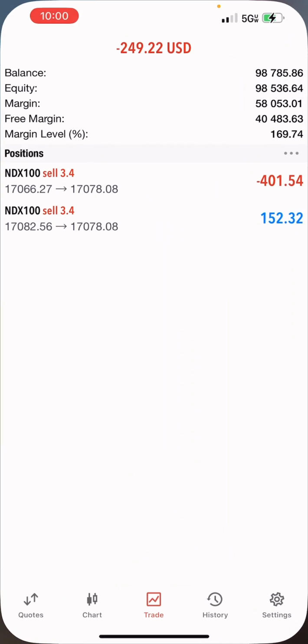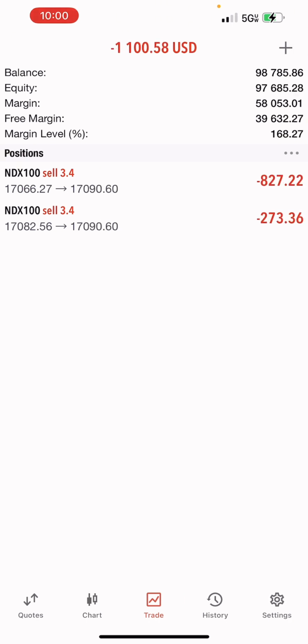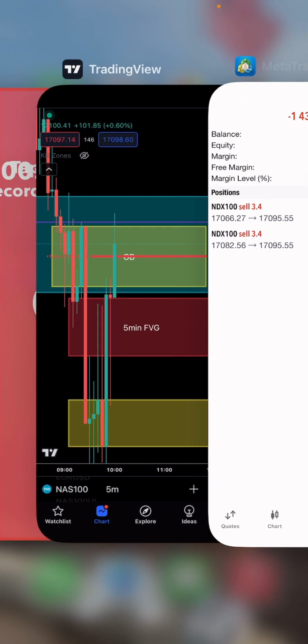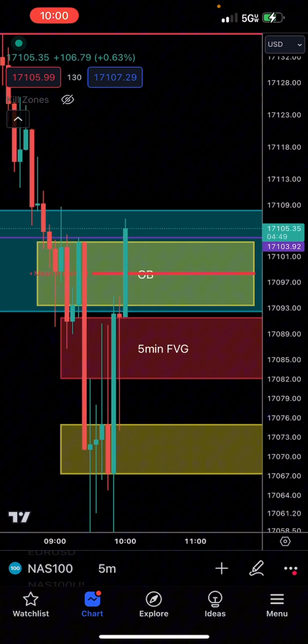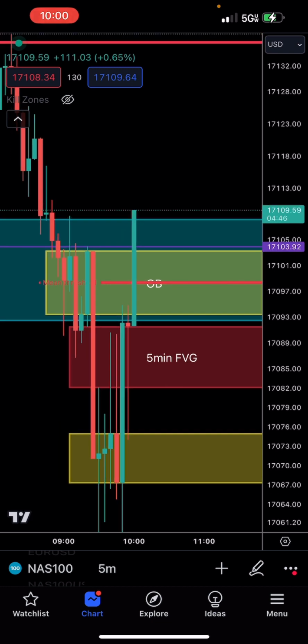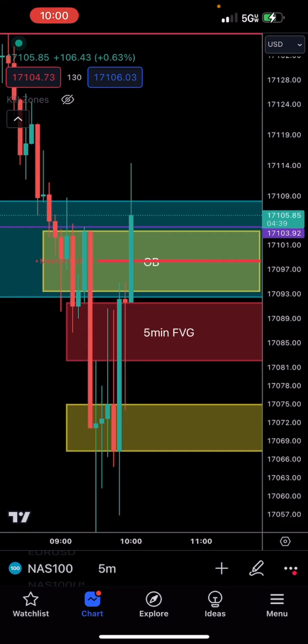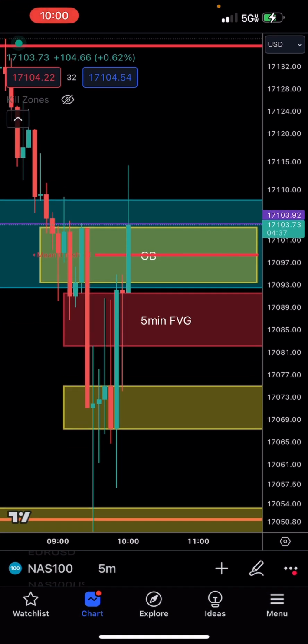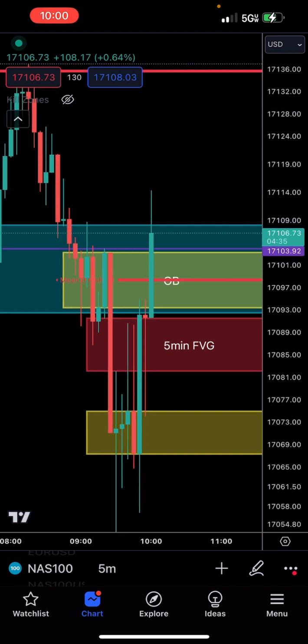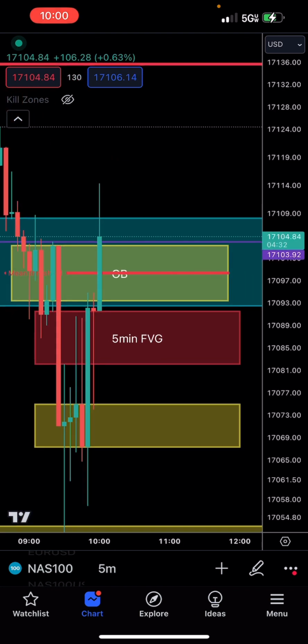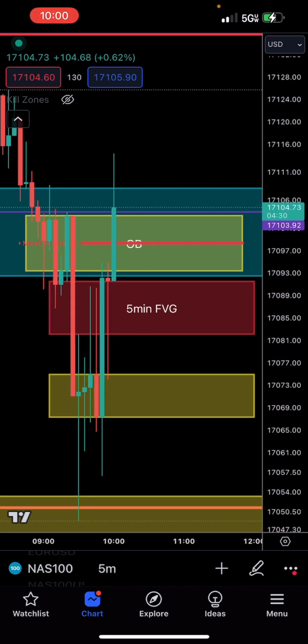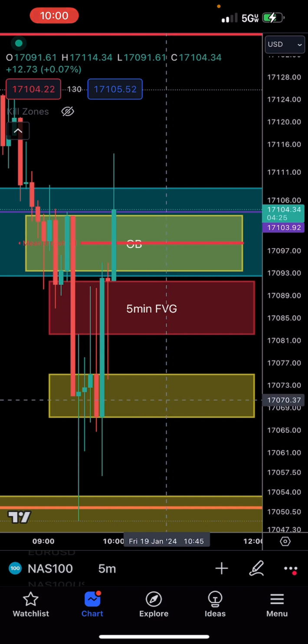Whoa. Okay, this is very crazy price action. I got to close out. That was very crazy price action. And that's why you don't want to see price react off of that order block like that.